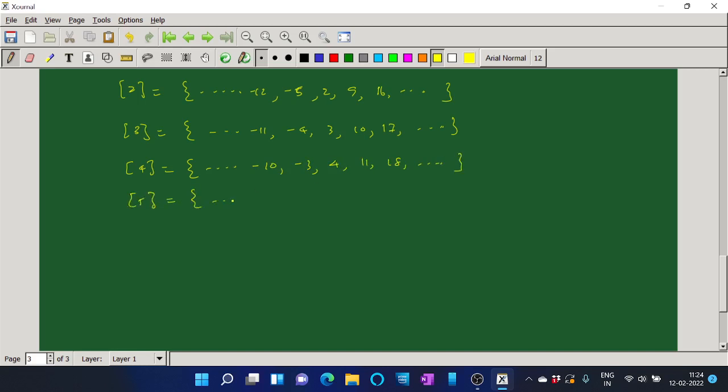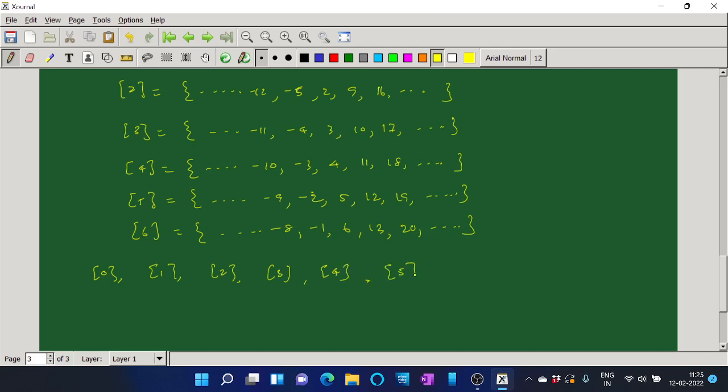5 consists of the integers minus 9, minus 2, that is minus 2, then 5, 12, 19, etc. Then finally the last class is those integers which leave the remainder 6, which are nothing but minus 8, minus 3, minus 1, then 6, 13, 20, etc. Thus the congruence classes modulo 7 are 0, 1, 2, 3, 4, 5 and 6.